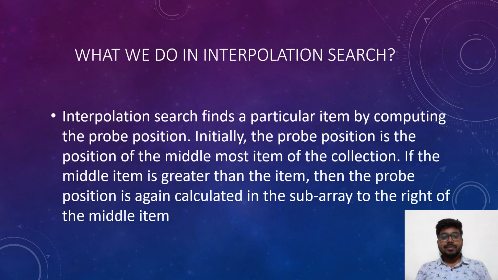Interpolation search. What do we do in interpolation search? Interpolation search finds a particular item by computing the probe position. Initially, the probe position is the position of the middlemost item of the collection. If the middle element is greater than the item, then the probe position is again calculated in the subarray to the right of the middle element.